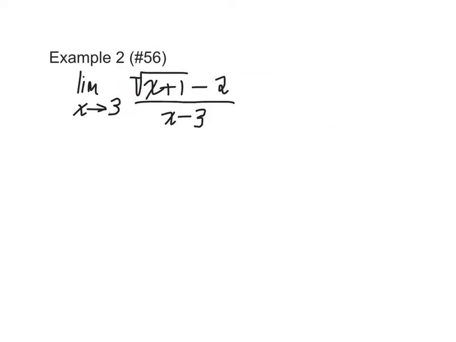In this next example, we're going to take the limit as x approaches 3. And again, by inspection, you can see that that's going to produce a 0 denominator. So I'm going to start right away by multiplying by the conjugate. Right, so in this one, the conjugate will be the square root of x plus 1 plus 2.